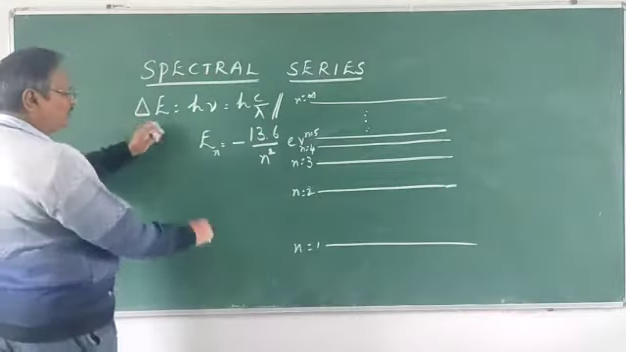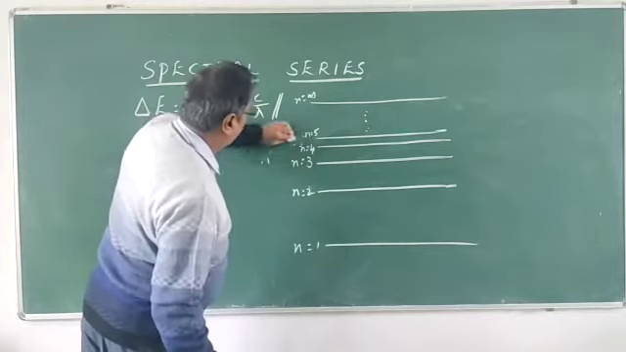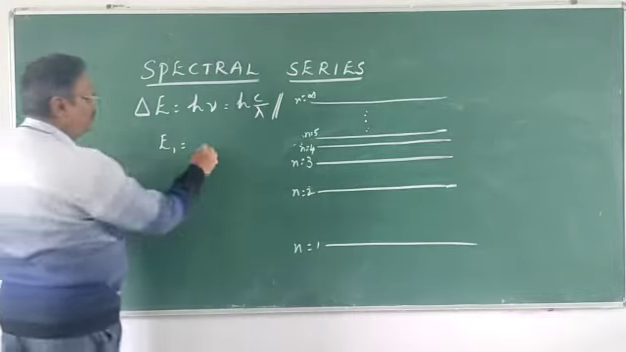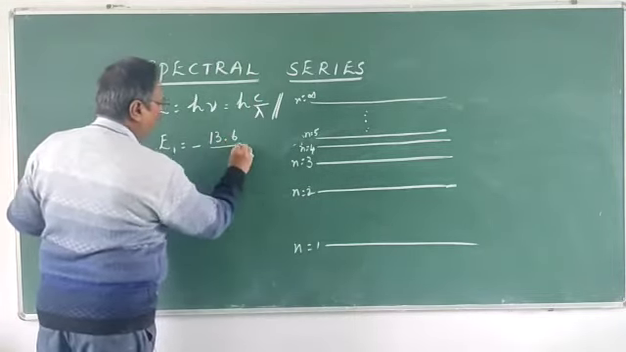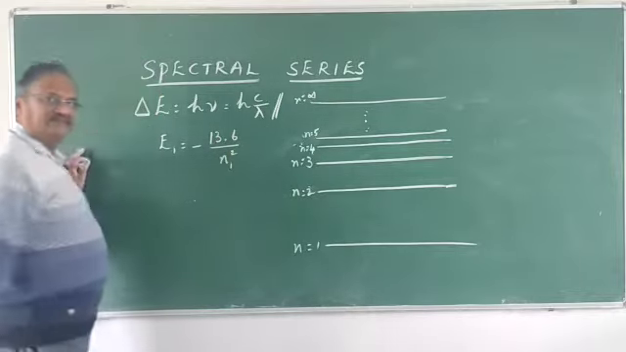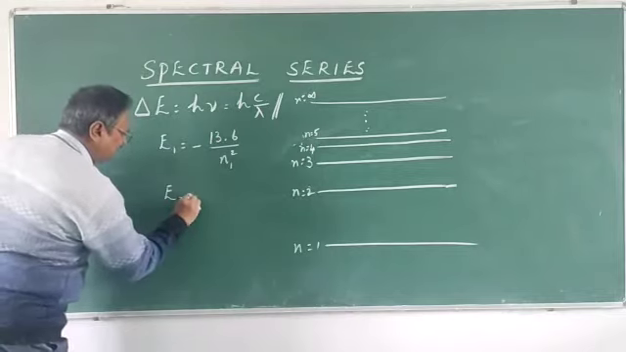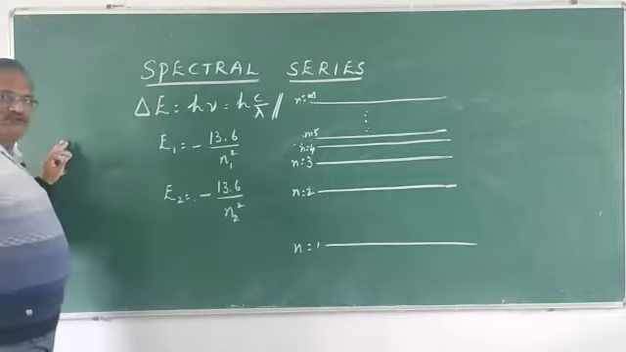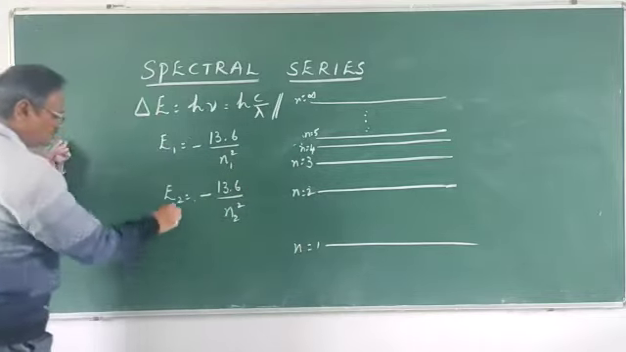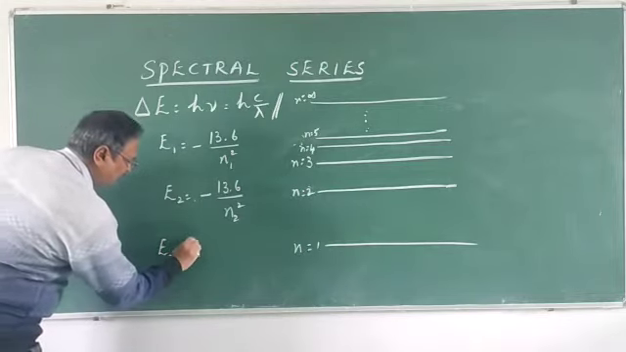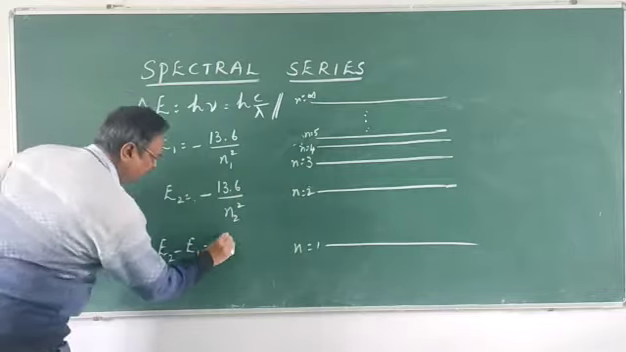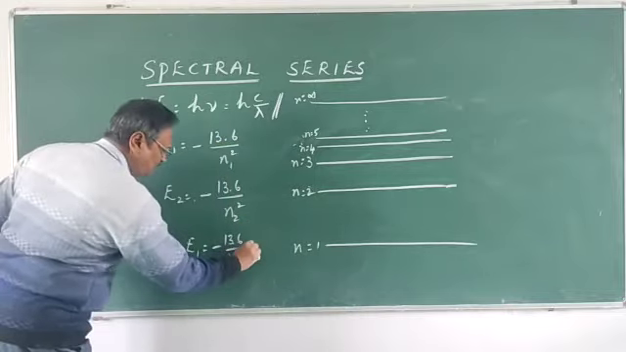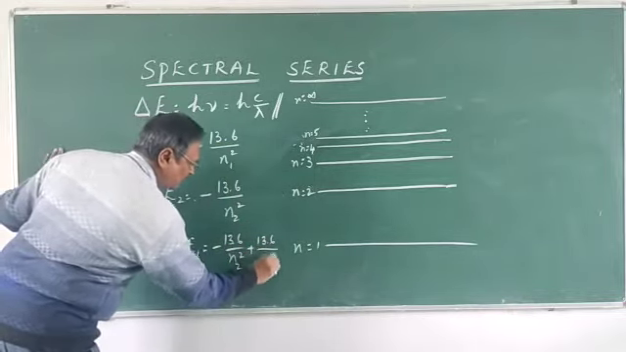Now, what is the formula? We have to derive an equation for all these things. We know that energy in the first level is equal to minus 13.6 upon n1 square, and energy in the second level is minus 13.6 upon n2 square. Now from n2 to n1, we have E2 minus E1, which is equal to minus 13.6 upon n2 square minus of minus, that is plus 13.6 upon n1 square.